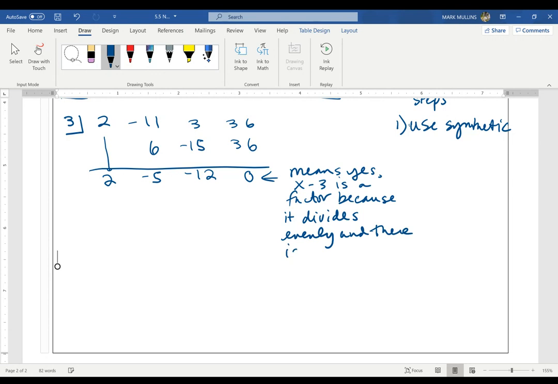And we'll look at that theorem in a second. So we use synthetic. Now we are going to write our depressed equation.